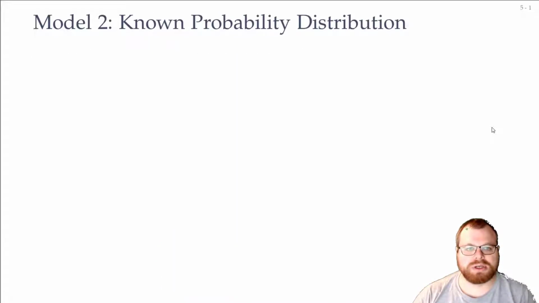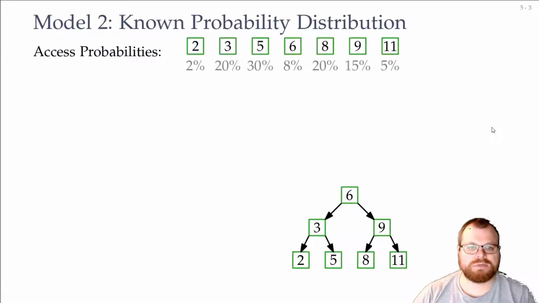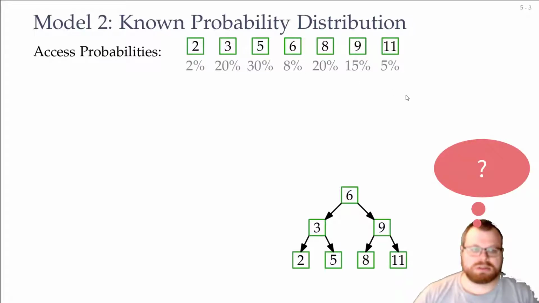In the second model, we have a known probability distribution of the keys. So we have a tree, and for each key we know what is the probability that this key will be queried. So we don't know the exact sequence that will be queried, but we know how likely it is that number 5 will be queried here. How would you build a tree if you only know the probabilities and want to make sure that the queries will be short?